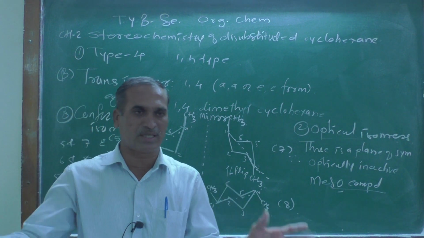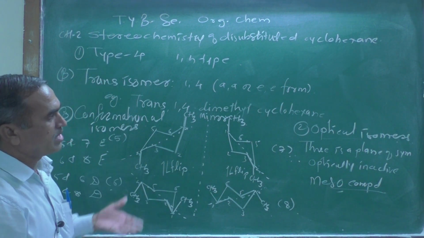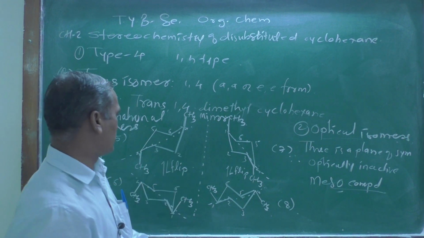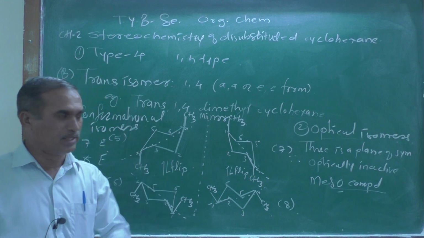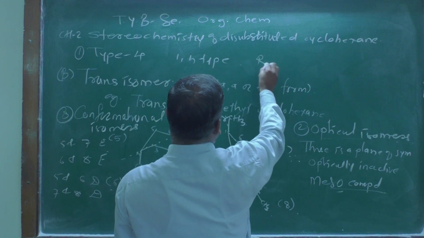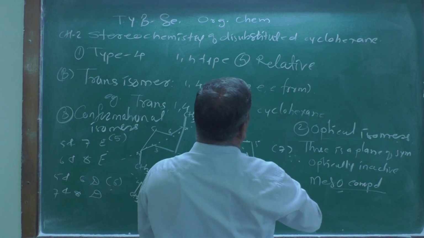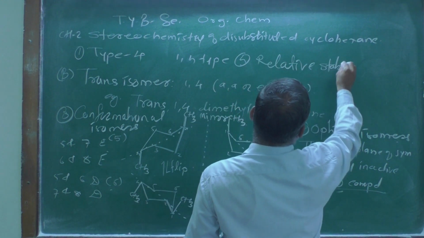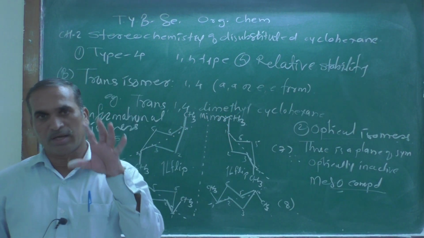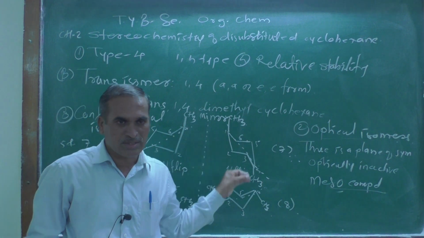We can separate these compounds from each other because they are diastereomers in nature. And now the last point we are going to discuss here, the relative stabilities. Fourth point, relative stability. What are the things required to determine the relative stability of these isomers?